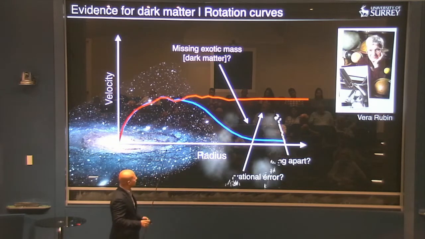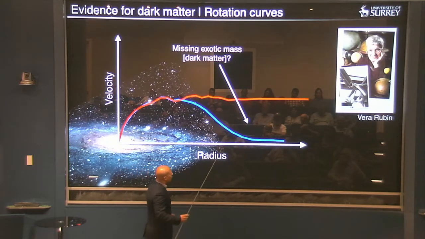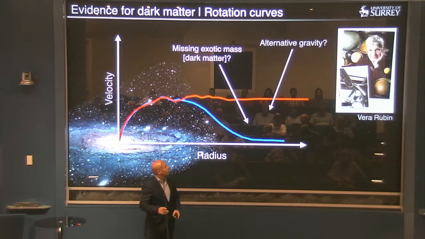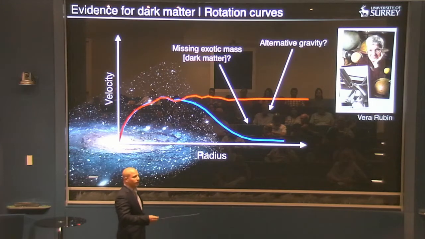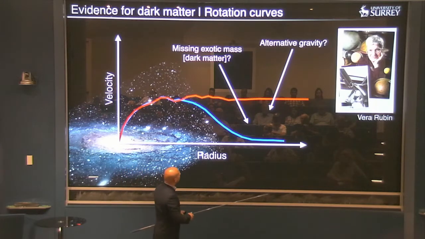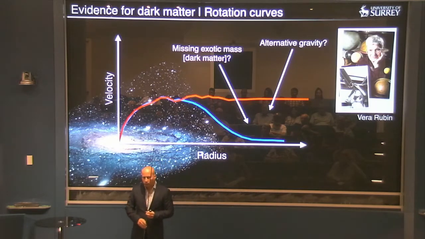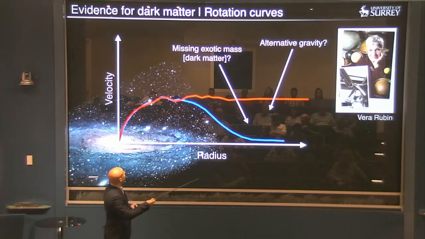So I think we can discard these two possibilities. But there remains one more, which is that it could be that we simply don't understand how gravity works on these enormous scales. Gravity is incredibly well tested in the solar system, not necessarily well tested out here on much larger scales around galaxies.